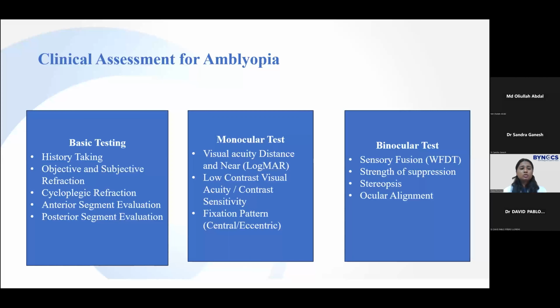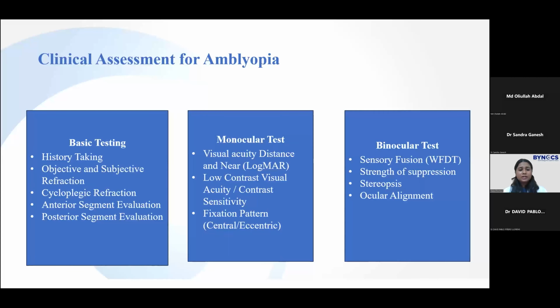Along with that, you need to do some monocular testing where we check visual acuity for distance and near in logMAR. With that, it is very important to check low contrast visual acuity, contrast sensitivity, and fixation pattern, which can be assessed through a direct ophthalmoscope and an OCT machine.